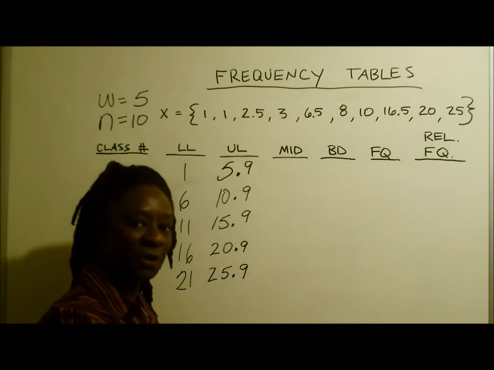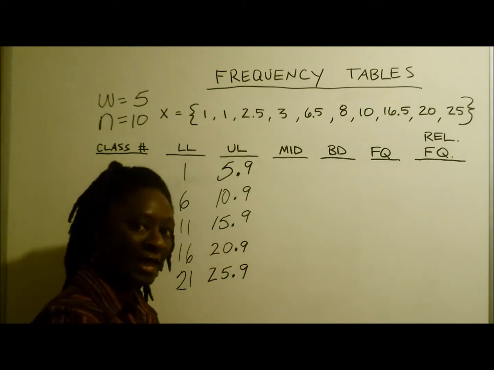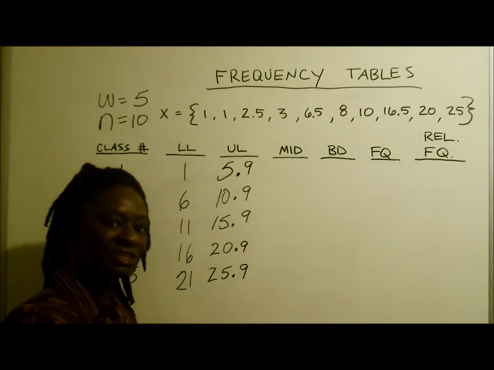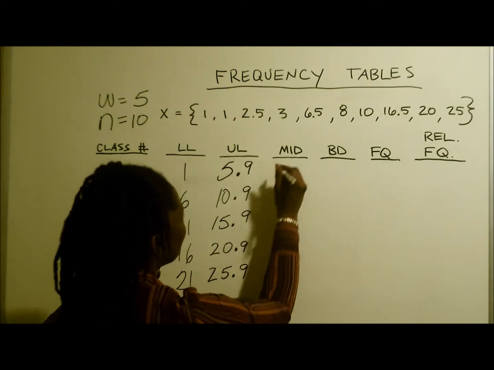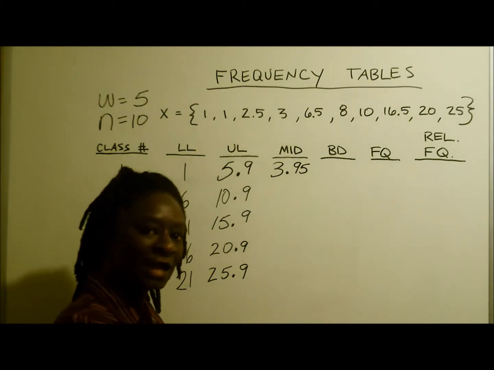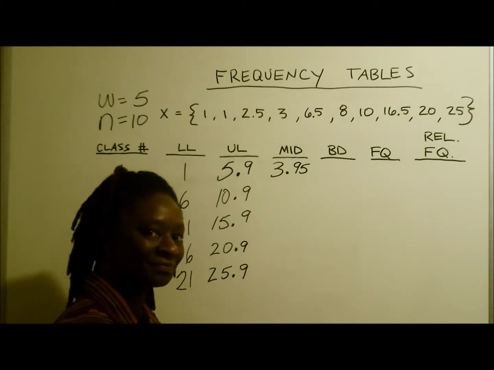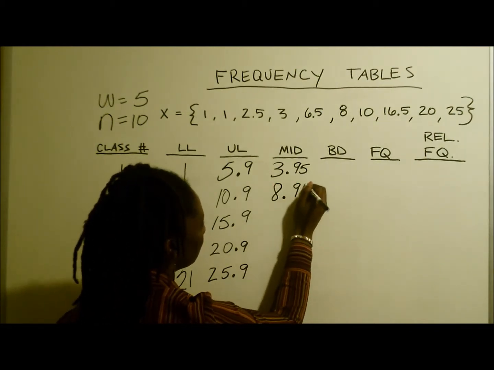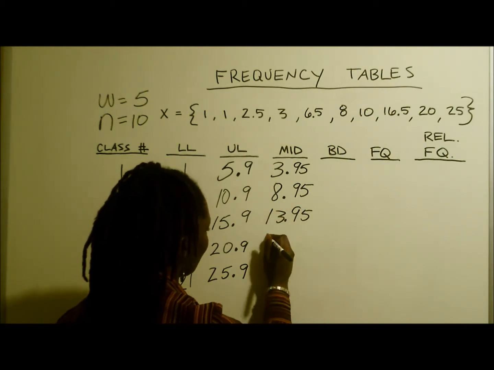Our next step is to determine our midpoints. Finding our midpoints is real easy. All we have to do is take our lower limit, add it to our upper limit, and just divide by 2. So let's do that. Our first midpoint is 3.95. And how do we determine the rest of our midpoints? You remember the width of 5. So our next midpoint is 8.95, 13.95, and so on.